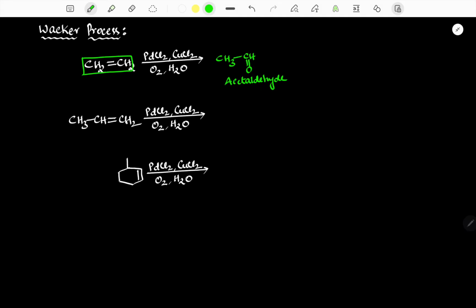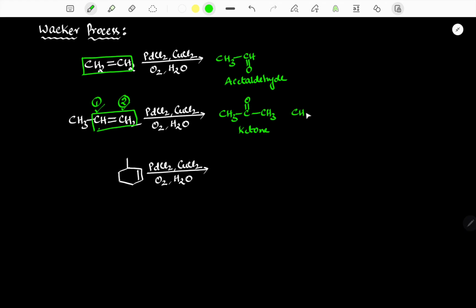Second example, when propene is treated with PdCl2, CuCl2, O2, H2O, we have to remove the alkene pi bond and add double bond O. Here two possibilities are there. We can add the double bond O here and we can also add it here. So we are writing the two products. First product is CH3, C double bond O, CH3. It is a ketone.